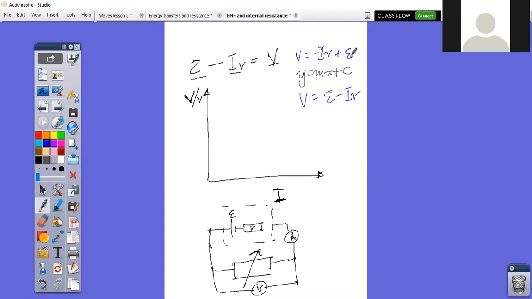So then the current is the gradient, the resistance is X, and the EMF is the Y-intercept. Not quite, but well done for trying. So on the Y-axis, I've got V. What do I have on my X-axis? Go to your graph. What do I have on my X-axis? You have current. Good. So on my X-axis is current.